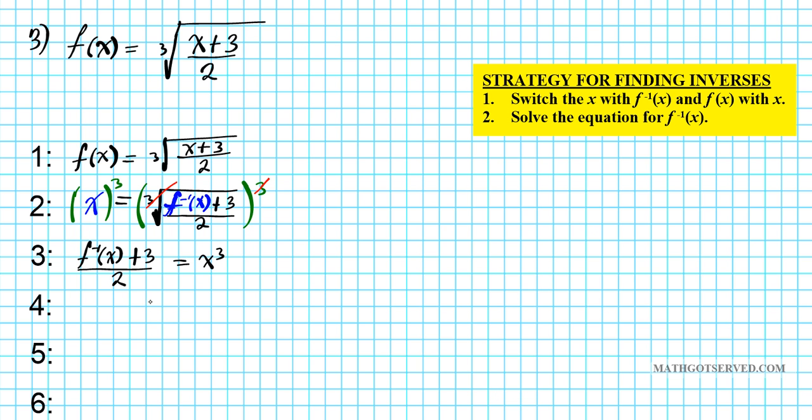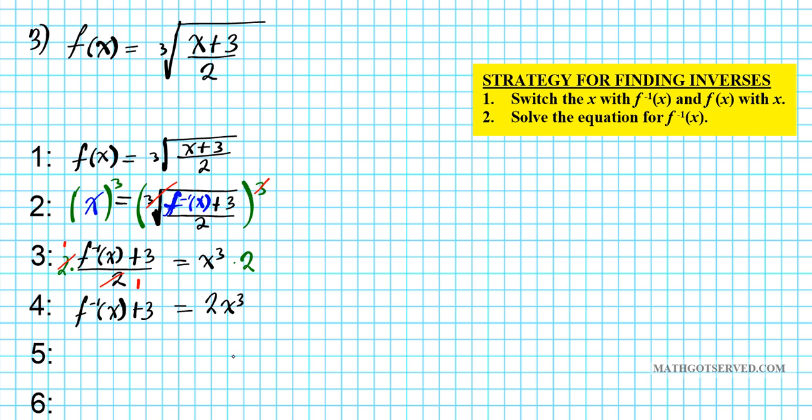Now we're going to proceed to address the 2 in the denominator. We'll multiply both sides by 2. And that leaves us with f inverse of x plus 3. On the left side, this 2 and this 2 in the denominator both divide out to 1. So we're left with the numerator, f inverse of x plus 3 equals 2x to the third.